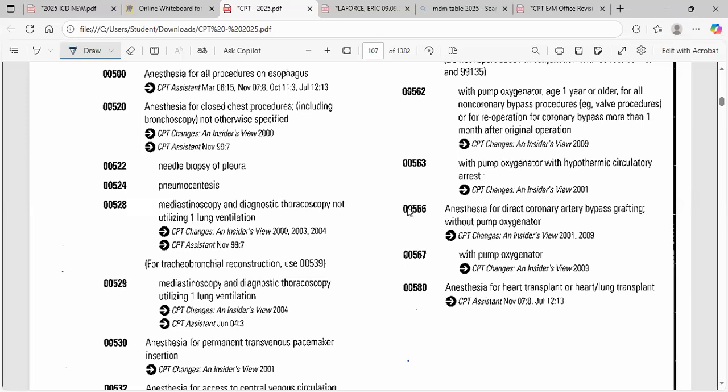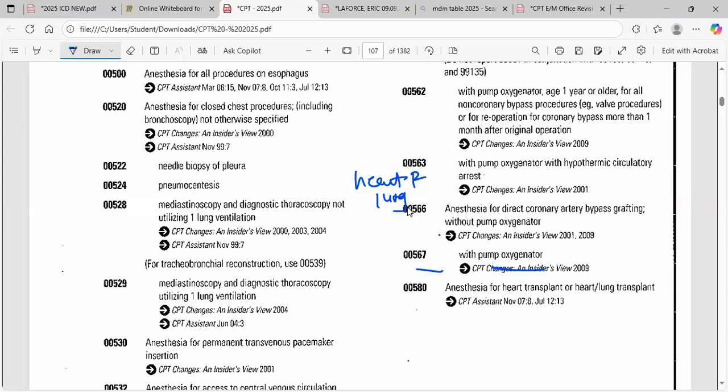The difference between A and B is the pump oxygenator. In our documentation, it was mentioned that the patient has been placed on the heart and lung machine. That heart and lung bypass machine is known as a pump oxygenator because it works as an artificial heart and lung during the procedure. So our correct code should be 00567 instead of 00566, because 00566 is without pump oxygenator.